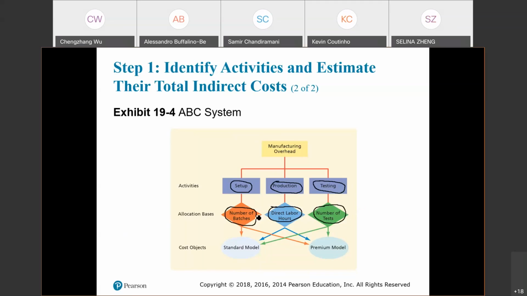And as you can see, for each different activities, we use the predetermined overhead allocation rates to allocate each different overhead incurred in different activities, either to standard model or to premium model.